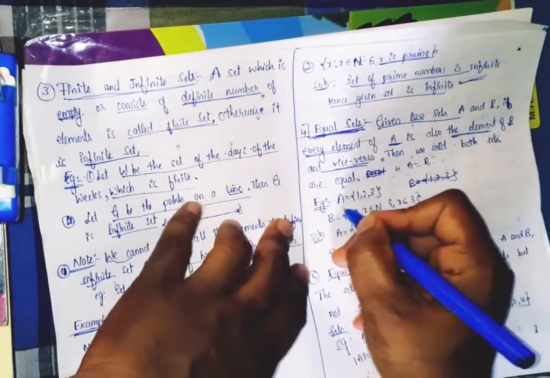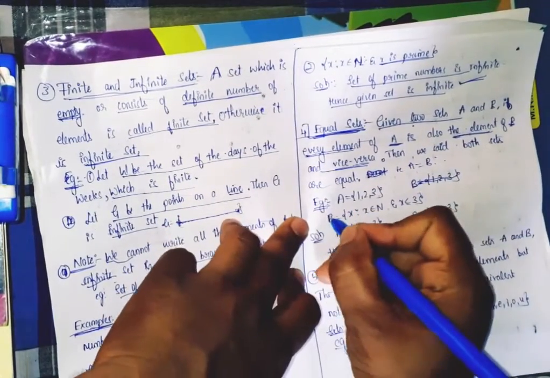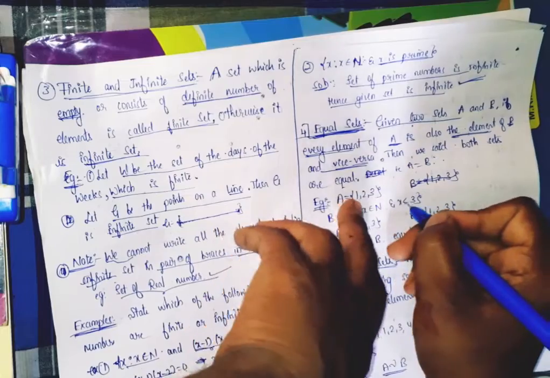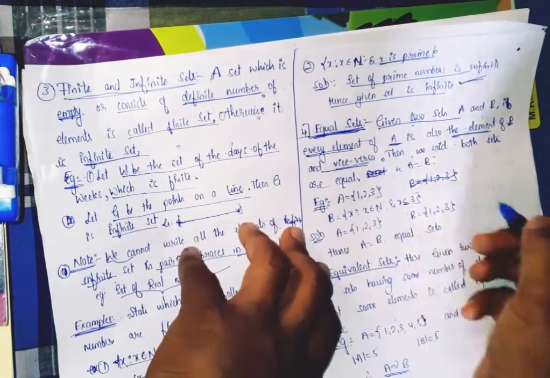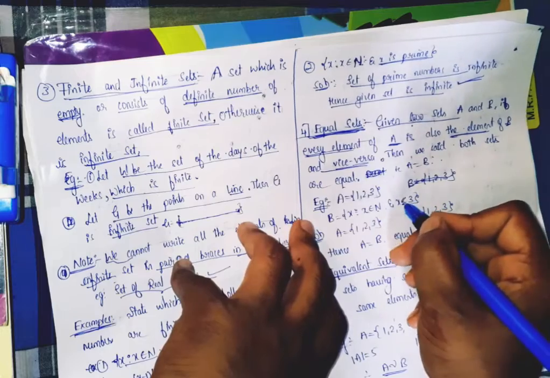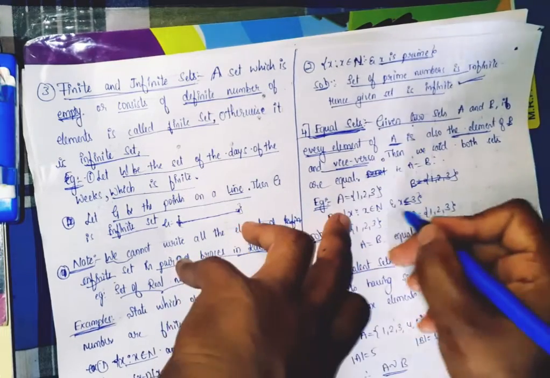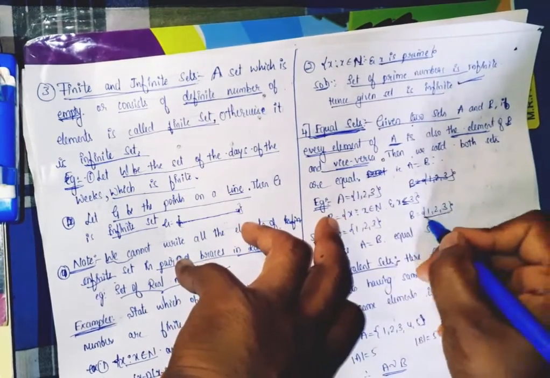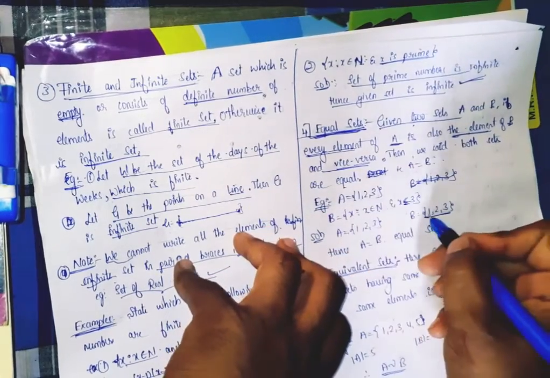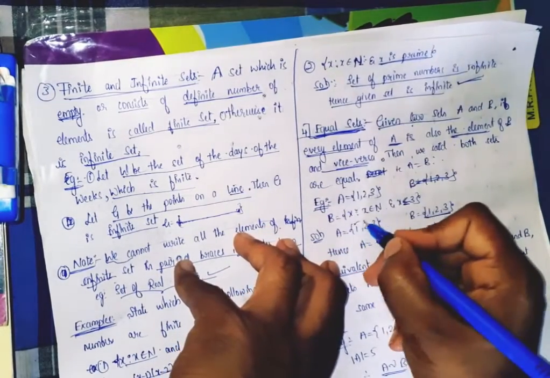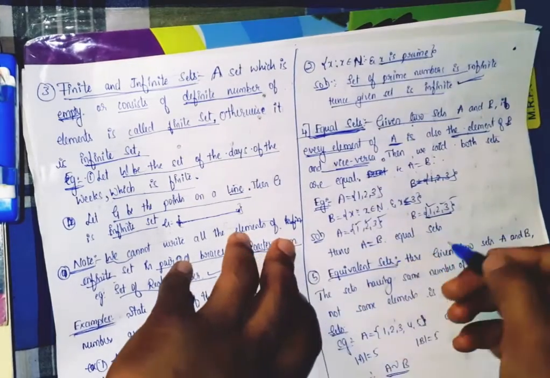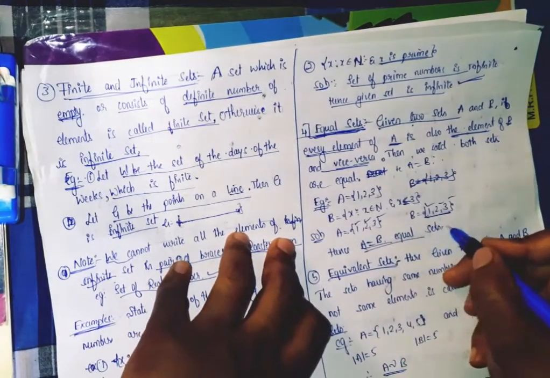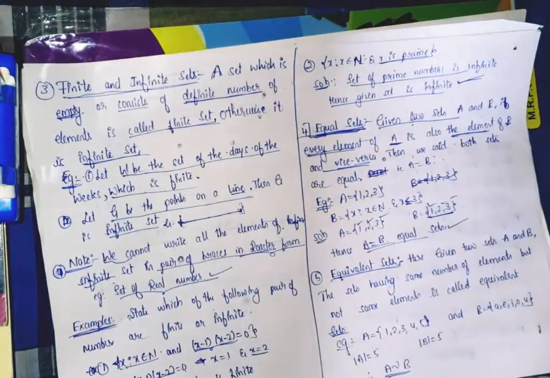For example, A equal to {1, 2, 3}, and I am defining B as x such that x belongs to N and x is less than or equal to 3. Since x belongs to natural numbers, it should start from 1, and therefore it should be less than or equal to 3. Therefore B is {1, 2, 3}. So here A equal to {1, 2, 3} and B equal to {1, 2, 3}. It contains the same elements, that is why A is equal to B. So these kinds of sets are called equal sets.